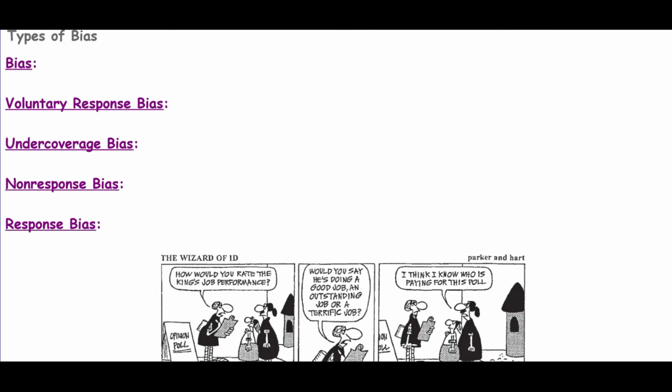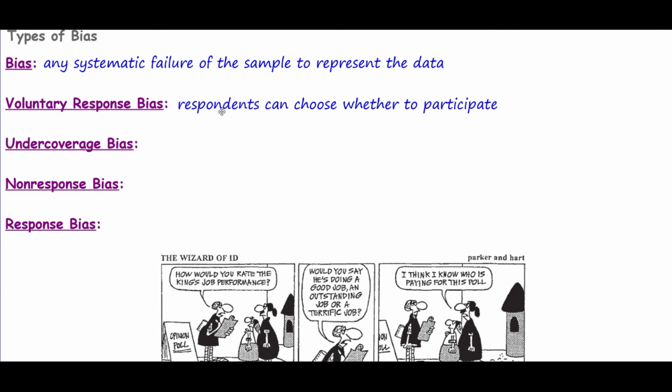So finally, regardless of our sampling method, we could end up with some type of bias. So bias is any systematic failure of the sample to represent the data. There are several types of bias that we want to be able to identify. The first is voluntary response bias, and this is where the respondents can choose whether or not to participate. Sometimes you might get emailed a survey after you take a class or you go to a workshop or you have a service done at a salon and they say, will you complete this survey? And you can choose whether or not to do that.